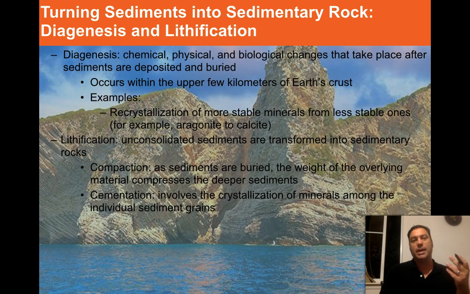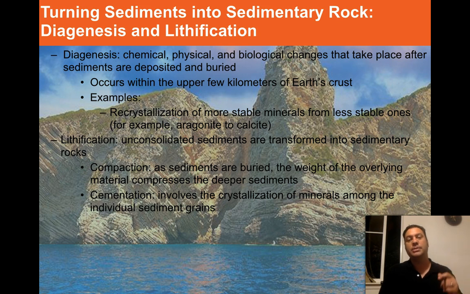So now we need to talk about how we turn sediments into sedimentary rock. So we have to understand diagenesis and lithification. Diagenesis is simply the chemical, physical, and biological changes that take place after sediments are deposited and buried. And they always occur within the upper few kilometers of Earth's crust. For example, recrystallization of stable minerals from less stable ones. For example, aragonite to calcite.